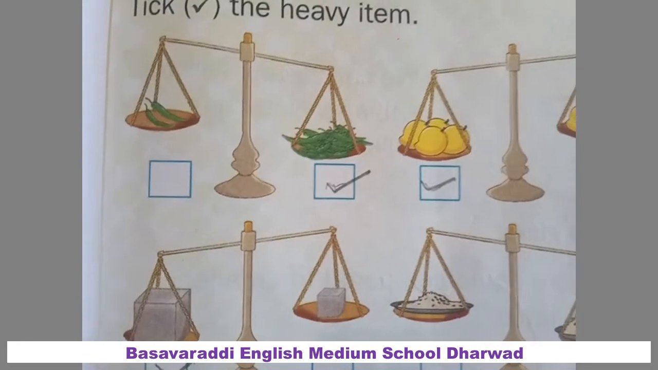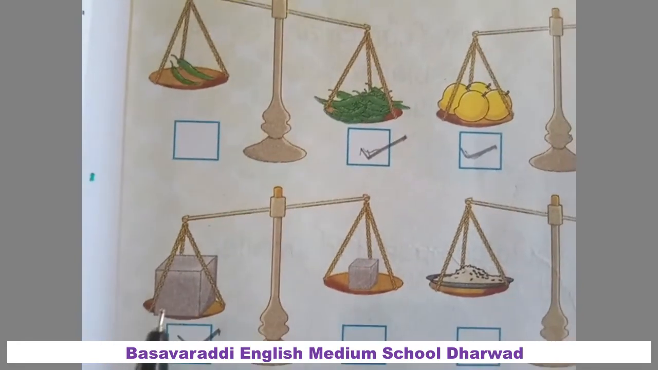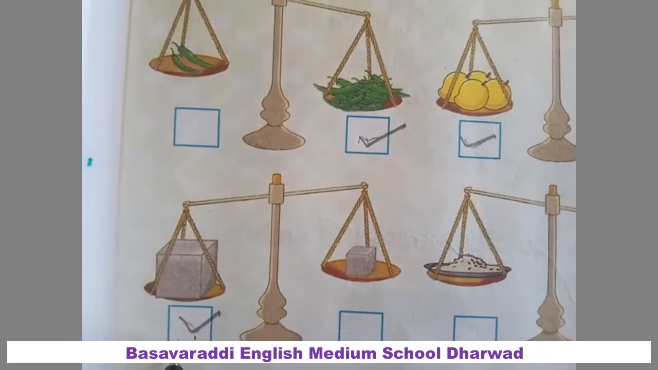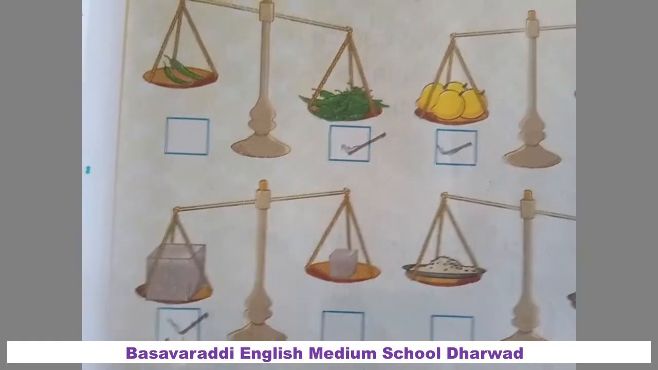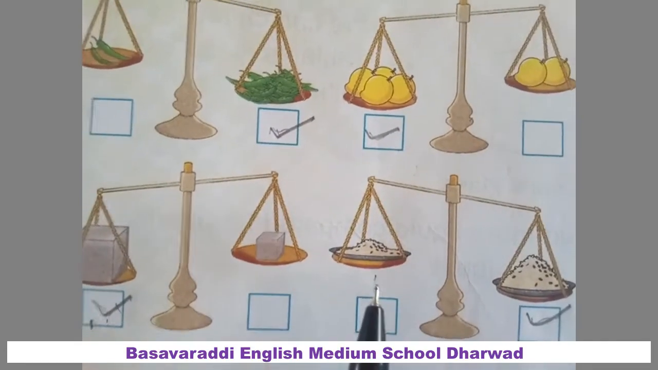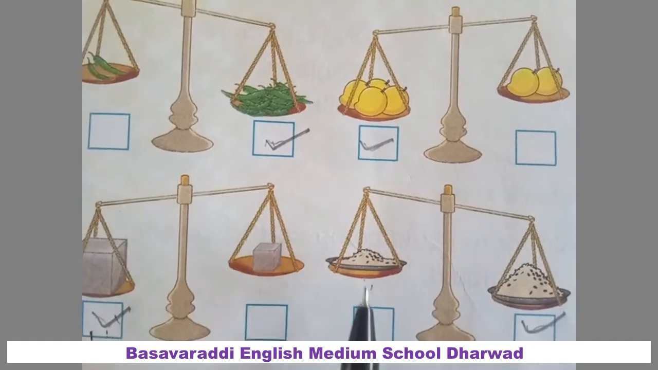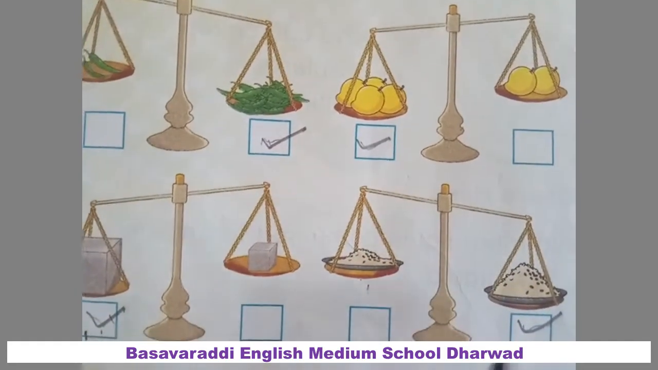And here is an object, which is heavy, the one that comes down, so you have to tick this one. So this is heavy, this is light. Now here there are flowers, the flower is little, so it goes up, and the heavy one comes down, so you have to tick this one.